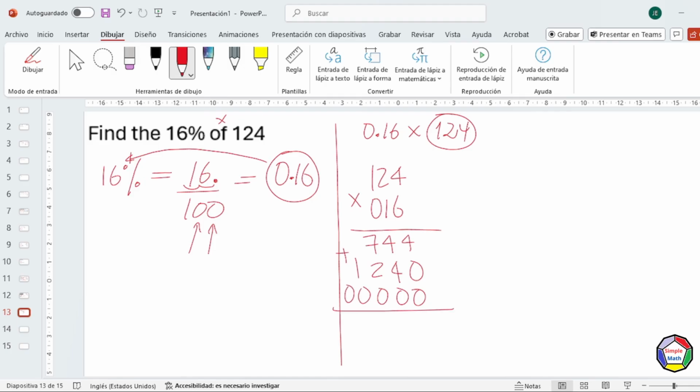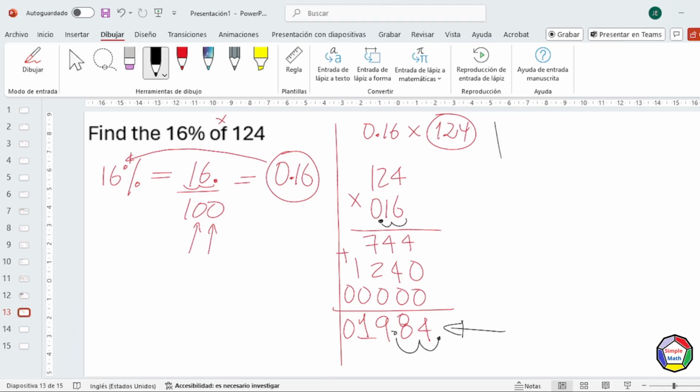And then I add my results. This is 4. This is 8. This is 9. And this is 1. And 0 doesn't go with anything. So at the end, I put my point, and then I move in the answer. Yes, this is the answer. But the answer must have a decimal point. So I'm going to move 2 decimal places starting from this. 1, 2. And that's it.